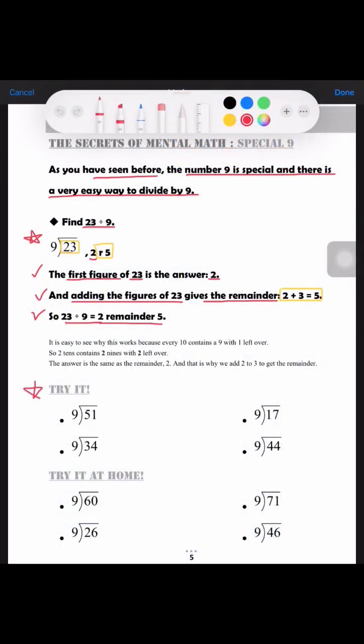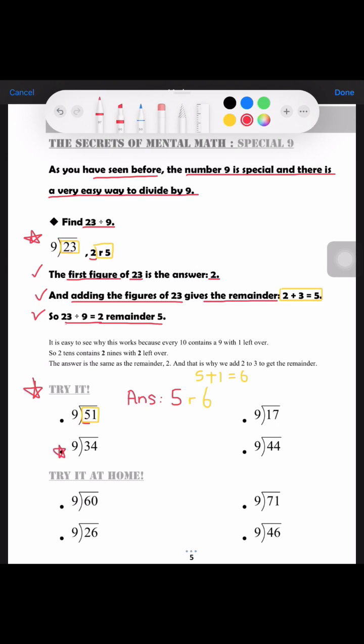And then we are going to do a question in Try It. The first question is 51 divided by 9. And the answer will be the tens digit, which is 5. And the remainder will be the tens digit plus the ones digit, which is 5 plus 1 and equals 6. So the remainder is 6. Very simple, right?